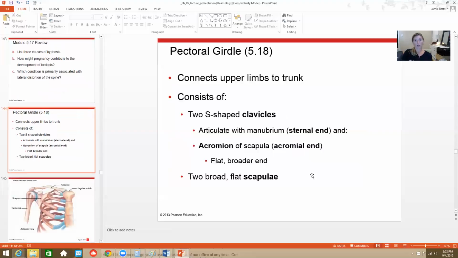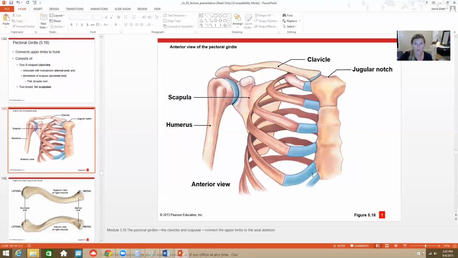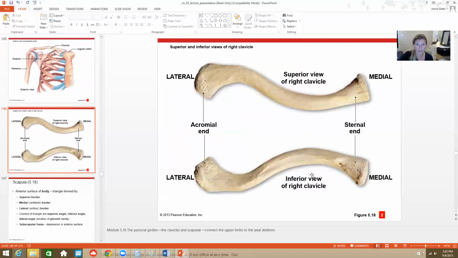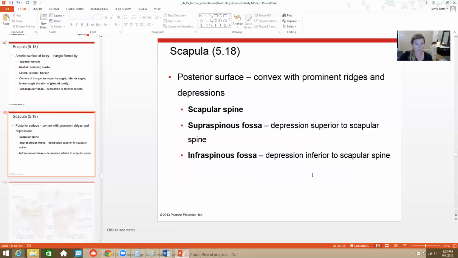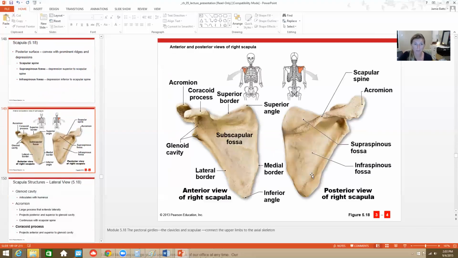Pectoral girdle. You should be familiar with what the pectoral girdle is. This is our clavicle. This is our scapula. This is holding our arms onto our body. There's lots of bones and connections, ligaments there. You should be familiar with how the arm is held onto our body. You don't have to know the parts of the scapula, but you should know what a scapula is.